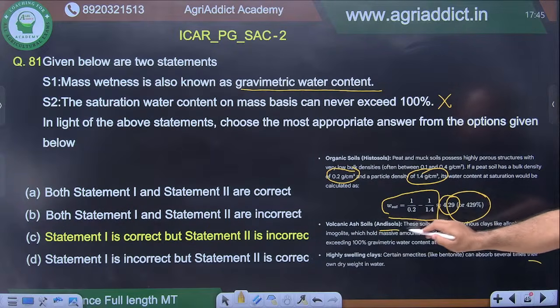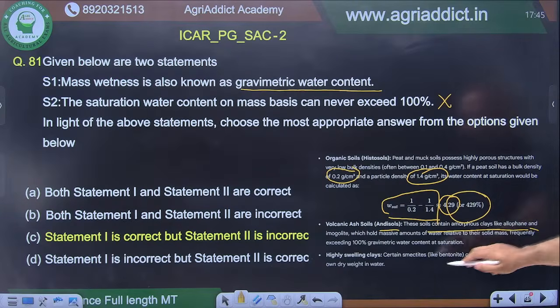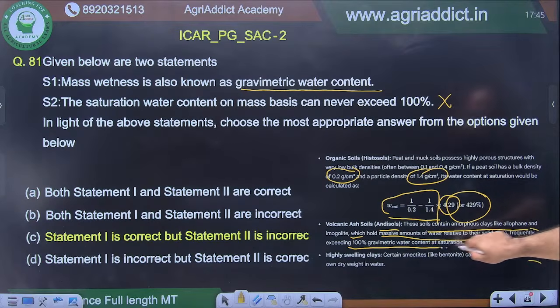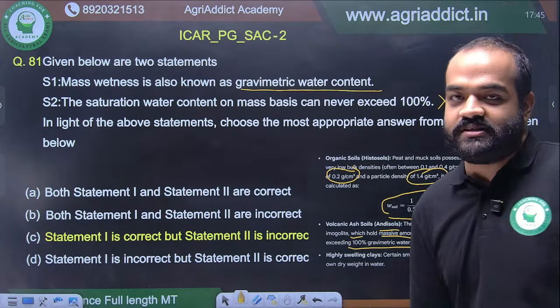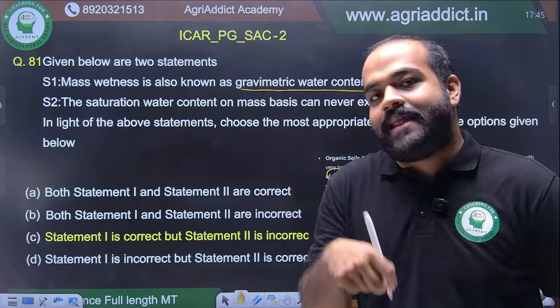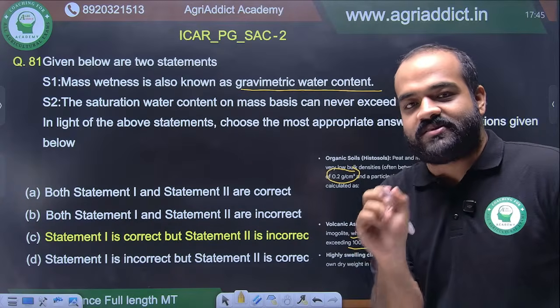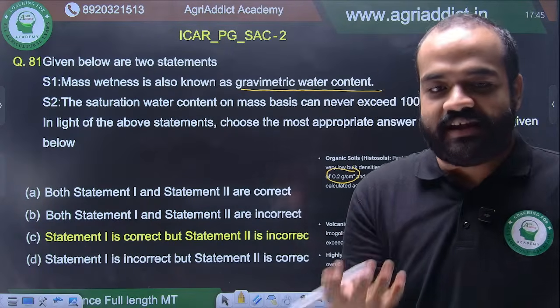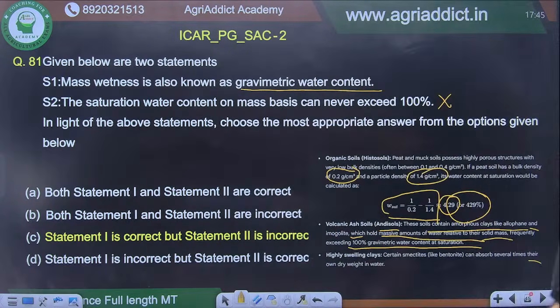The volcanic ash soils contain amorphous clay like allophane and imogolite, which hold massive amounts of water relative to their solid mass, frequently exceeding 100% gravimetric water content at saturation. So mass of water can become more than the mass of soil. That's how you can get more than 100% saturation water content also.